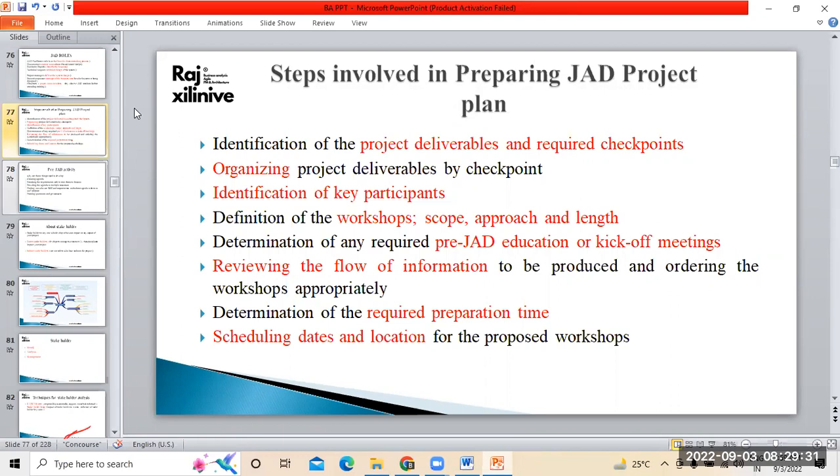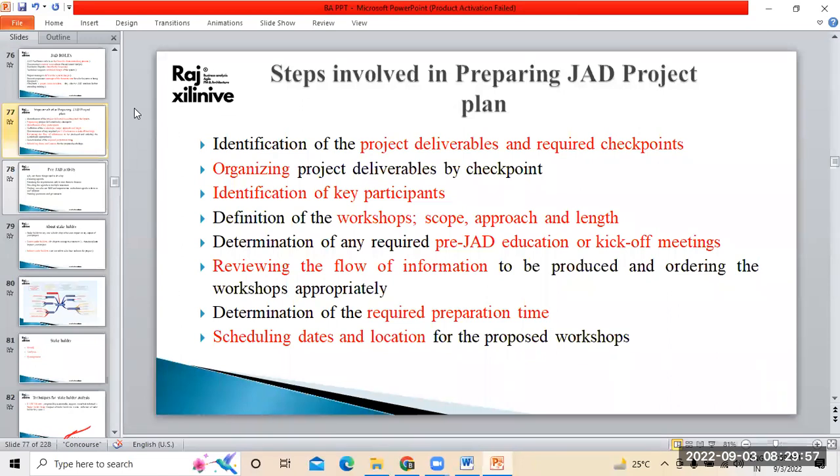Third point, identification of key participants. That's what is required. That's the reason why we are identifying the key participants based on the stakeholder identification we have already done earlier. So based on that, who are related and who are required for this JAD project plan to attend, that identification has to be done here. That's what we call identification of key participants.